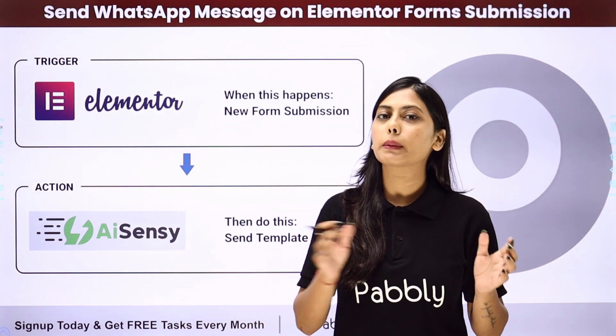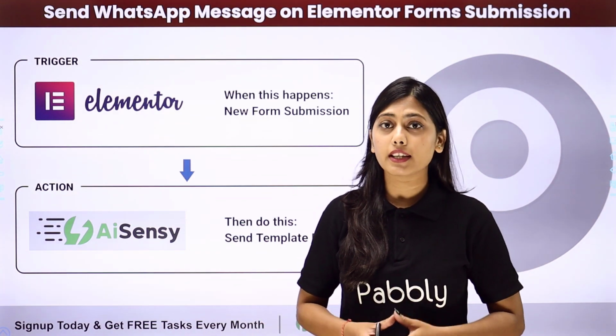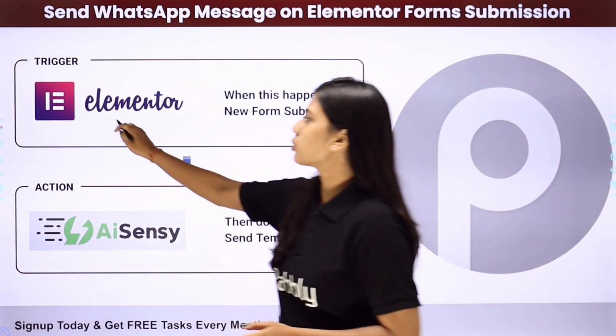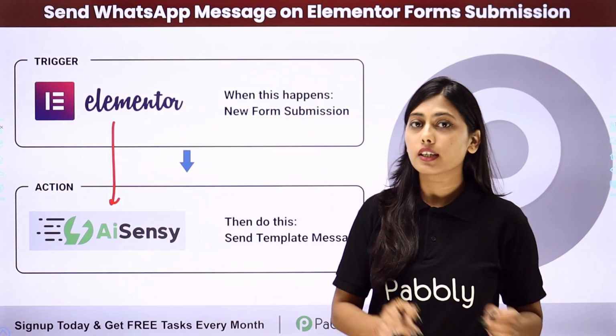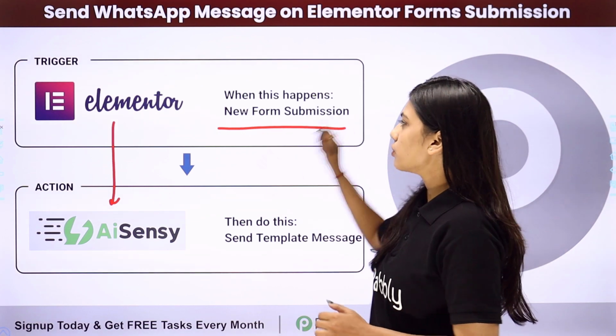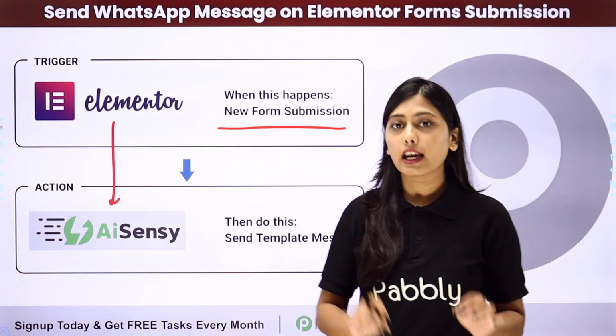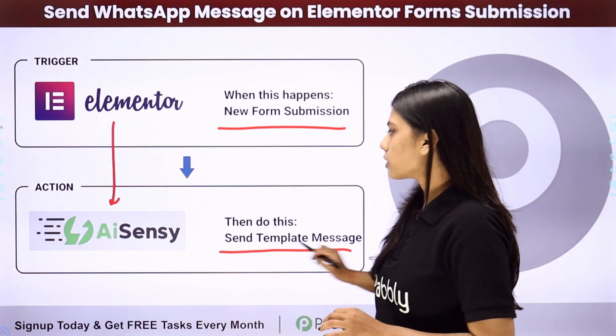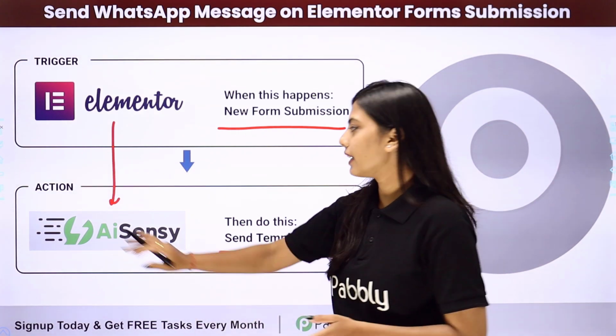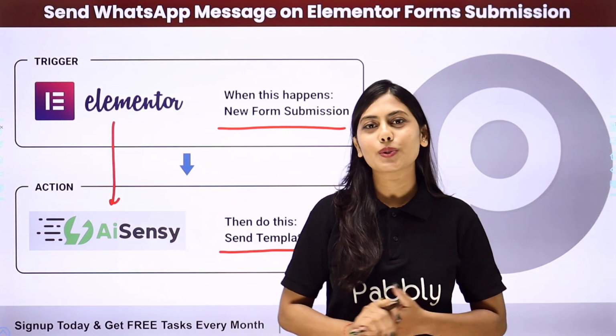You can create a complete automation with the help of Pabbly Connect, where you will learn to integrate these two applications directly. Here our trigger will be the new form submission received from the Elementor forms, and our action will be to send a template message on WhatsApp with the help of AiSensy. Let us learn how to do that.